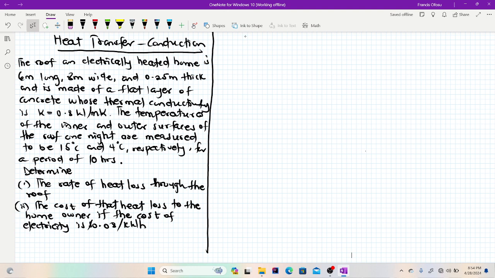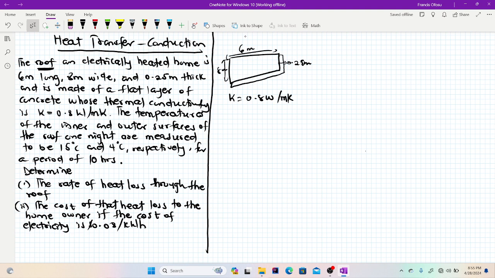Now you have a question that says the roof of an electrically heated home. This roof indicates that it's a solid, right? The roof of an electrically heated home is 6 meters long. Let's give a sketch of the roof. It is 6 meters long, 8 meters wide, and 0.25 meters thick. So now we have a thickness here. It's made of a flat layer of concrete whose thermal conductivity K is 0.8 watts per meter Kelvin.